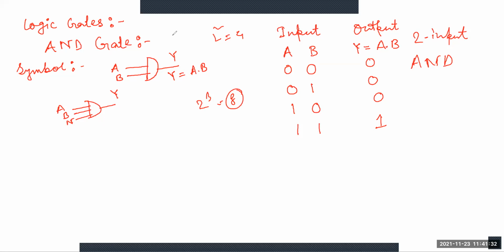Okay, now one thing, this is the symbol you already know, the symbol of the AND gate, and this is the expression for the AND gate. Now one thing, for each and every gate there is a timing diagram. Timing diagram means you can see here there are 4 combinations, but we cannot implement these 4 combinations at the same time. Okay, so here just 1 minute.